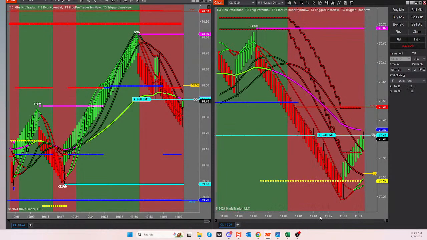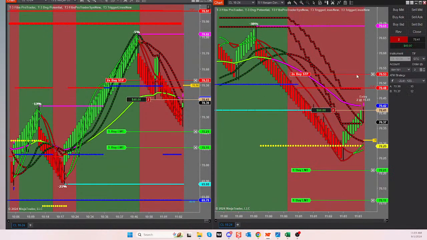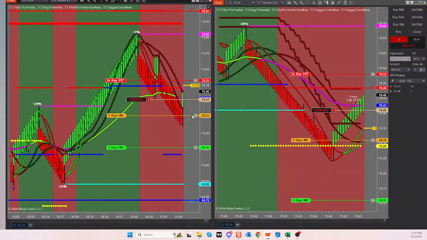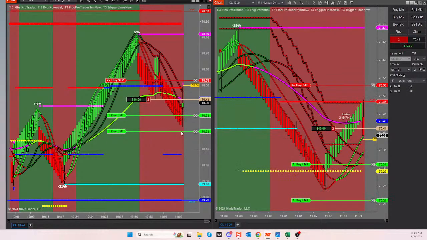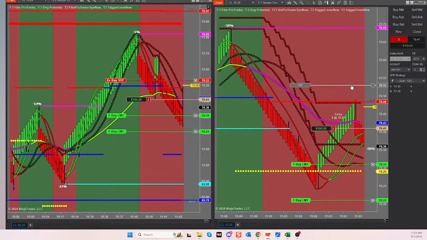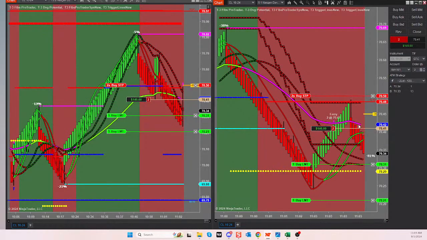And I was 1 tick. There we go. Stop where the market shouldn't go. There's 100. There's 200. There's my reversal bar. Reduce my risk.